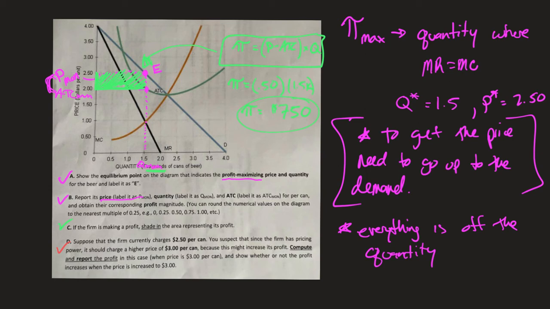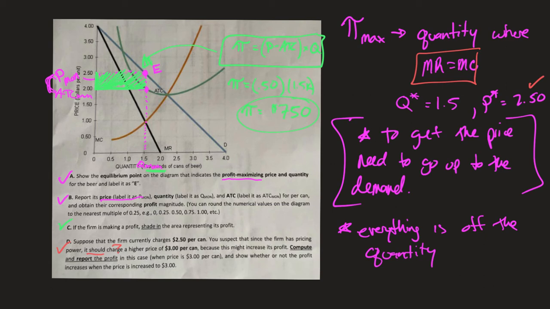Suppose the firm charges $3, which we know up here. You might suspect it has pricing power because it's a monopoly, so should it charge higher? Definitely not, right? Because we know that we've maximized profits with marginal revenue equals marginal cost. But let's go ahead and do this question anyway. Compute and report the profit where the price is $3. Okay, we'll do this in red.